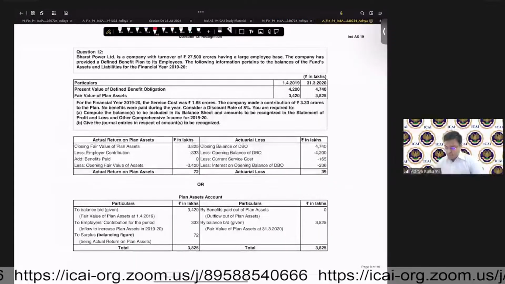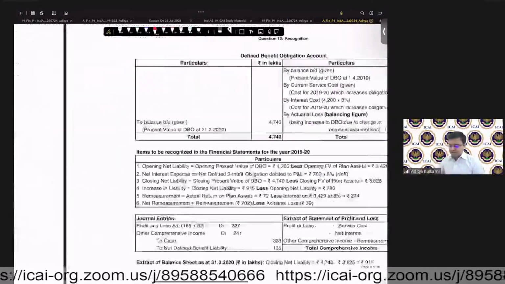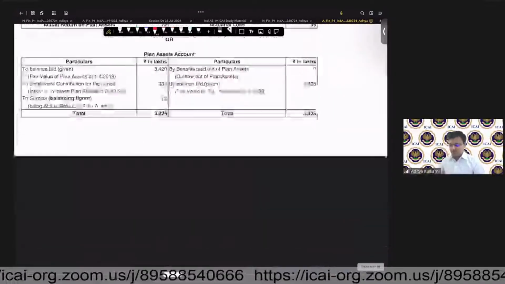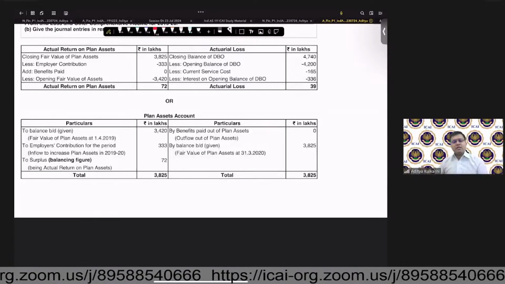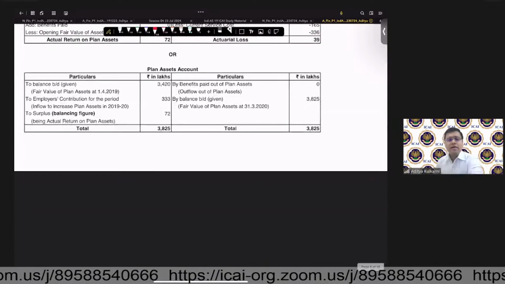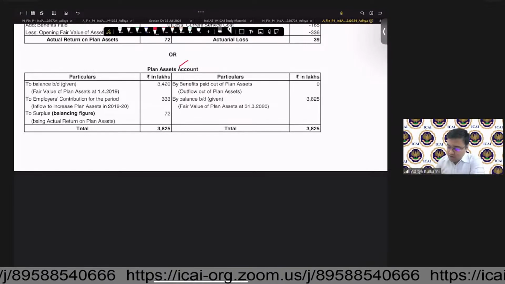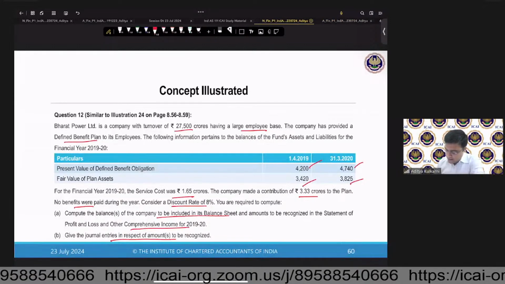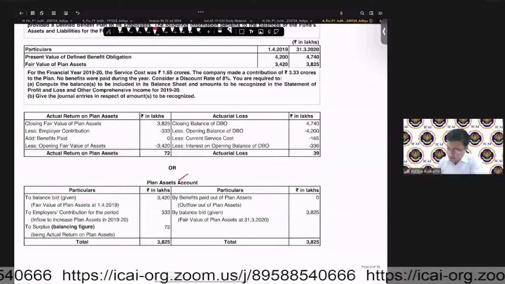How do we approach this? So what you could do is you could prepare two accounts. I will tell the easy and long way, then I will tell the short way. You can do whatever you are comfortable with. So what I normally do is I prepare a plan assets account where I am given the opening balance 3,420, 3,825.